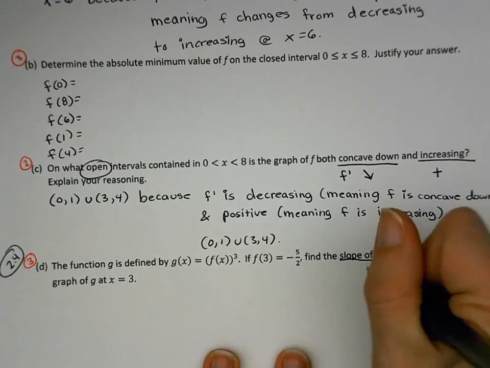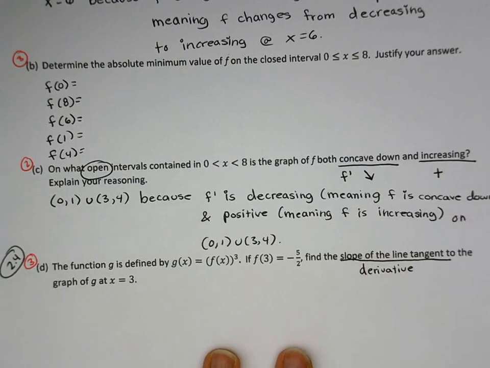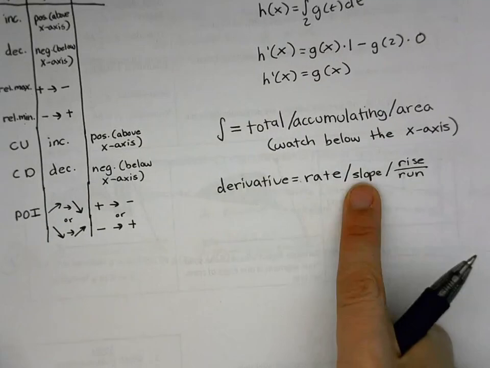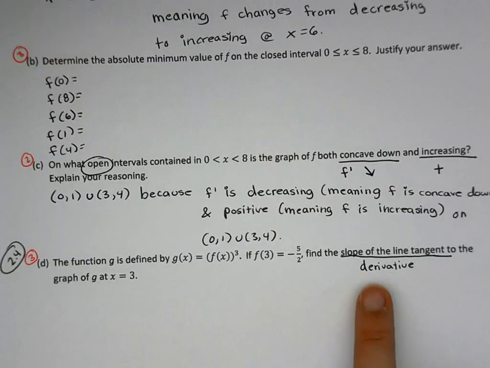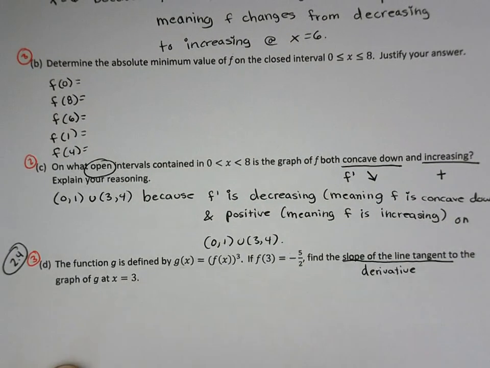Well, the slope of the tangent line is your derivative. So find the derivative, right? Remember, a derivative is slope. So find the derivative of g at x equals 3. Okay, so derivative of g first.